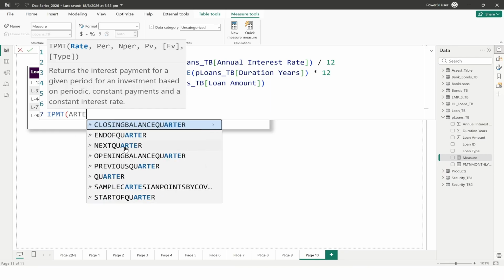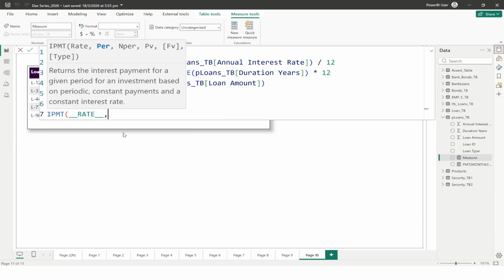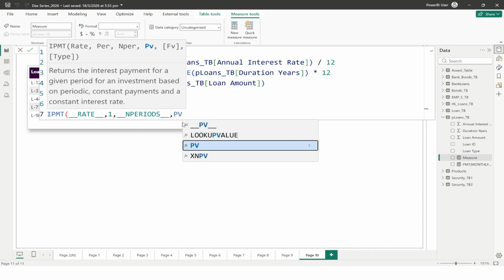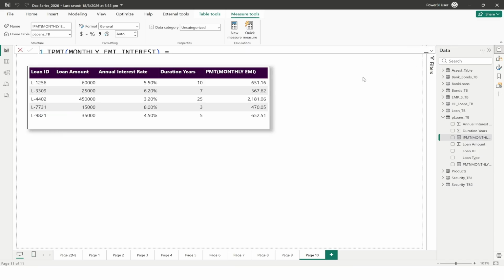For the rate you can call rate. Then period. So when you are going to pay, is it a starting period or month ending period? I am going to pay month starting. So let me put 1, and number of periods you can call n periods variable, and present value you can call present value variable. Now let's close this bracket and let me rename this monthly EMI interest. This is interest. Okay. Now it is successfully executed.